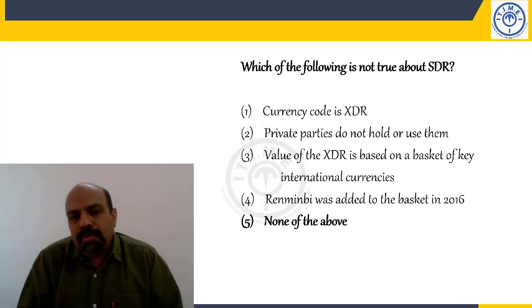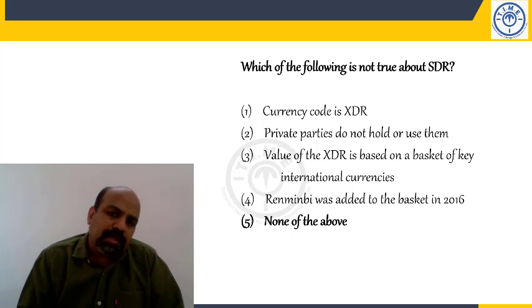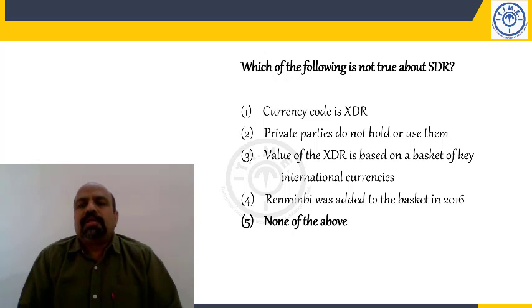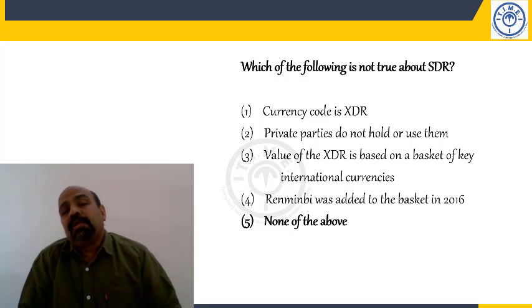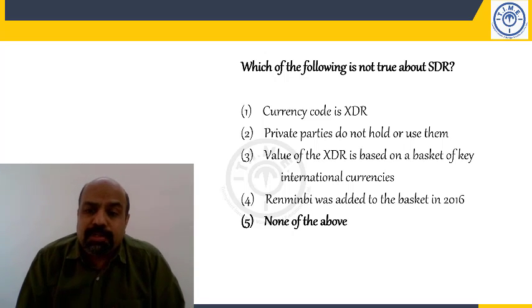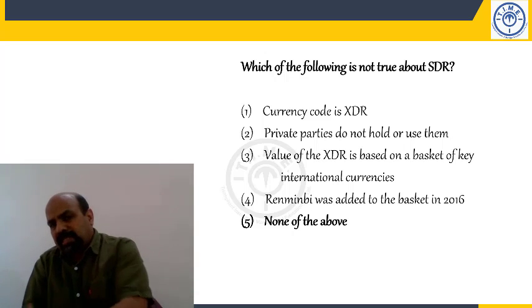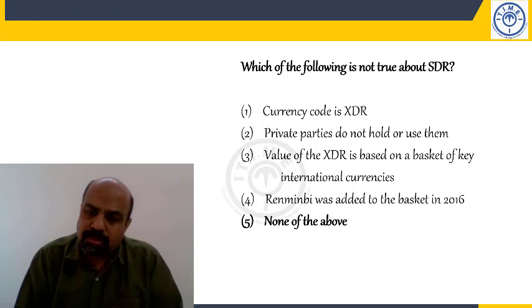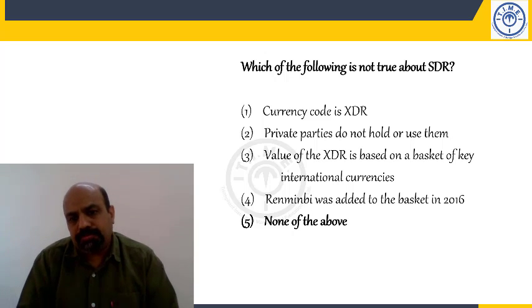Okay. So which of the following is not true about SDR? The currency code is XDR. Private parties are not allowed to hold them. In fact, no one can hold them except member states, and that too with the IMF only. The value of the XDR is based on a basket of key international currencies. We mentioned them. Renminbi was added as late as 2016. So that's it. All are true. So the answer is 5. None of the above is not true.